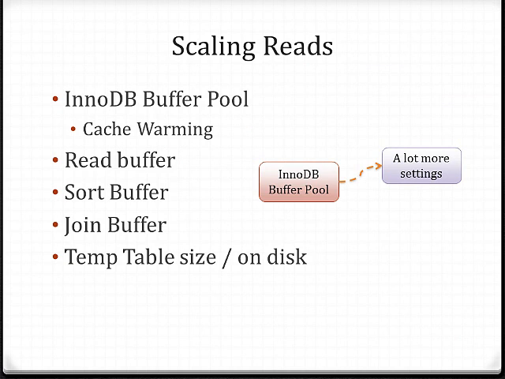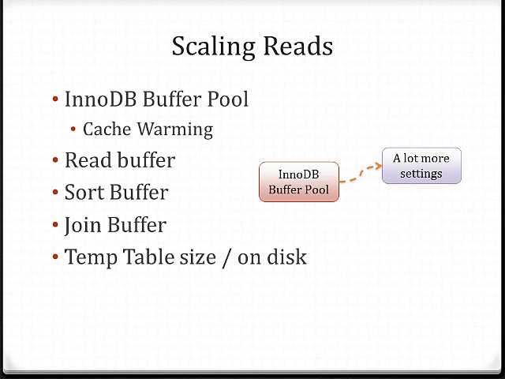So for scaling reads, the InnoDB buffer pool is really the best way from my experience. In this case, try to give as much as you can before running into swap. Make sure your cache is warm. You have all these other options like read buffer, sort buffer, or join buffer, but they're not really something to play with. They're there, but I would focus your attention more on the InnoDB buffer pool, especially if you don't want to go over tweaking.